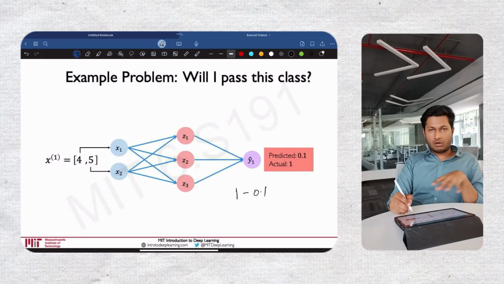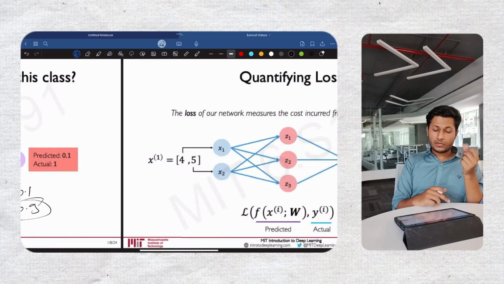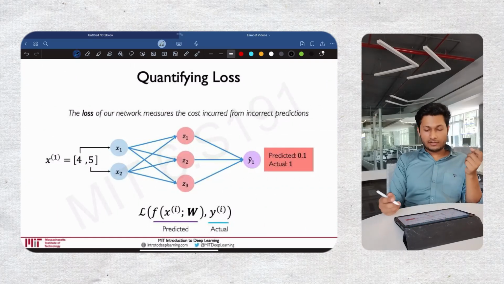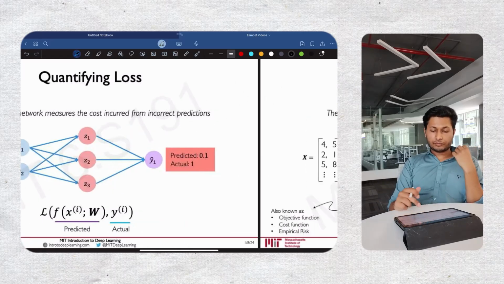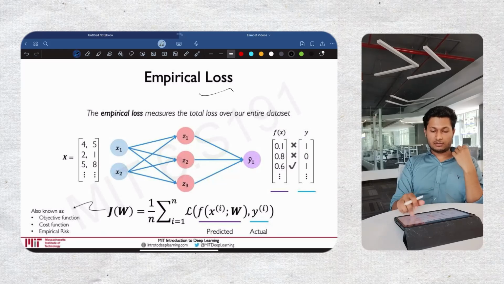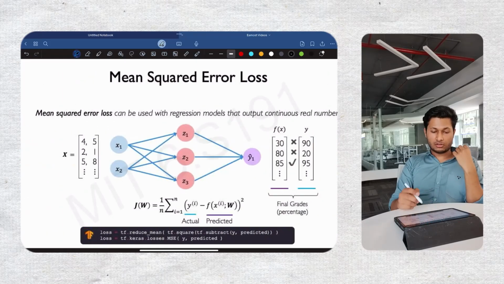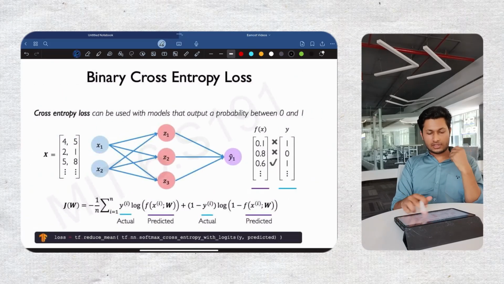There are a lot of methods and functions to calculate loss. One is the simple difference, so here the loss is 0.9. You can quantify loss using a few functions, like RMS, mean empirical loss, binary cross entropy loss, and mean squared error.